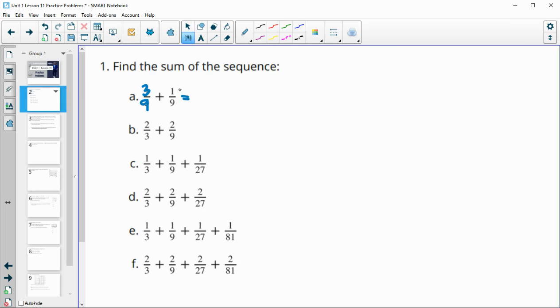And then when we add the tops, we're going to do 4. Okay, so add the tops, 3 plus 1 over 9. Keep the bottoms the same. So 1/3 plus 1/9 is 4/9.